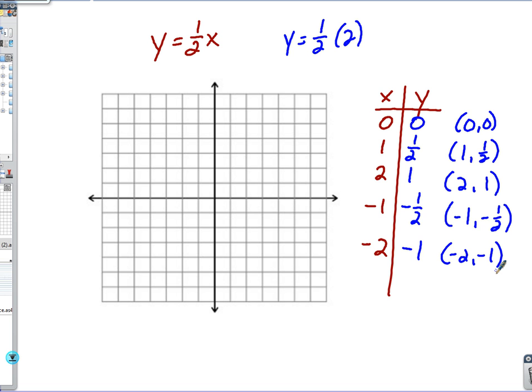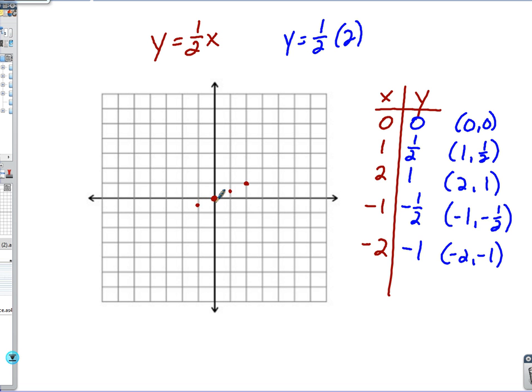We're going to take those 5 solutions and plot the points. When x is 0, y is 0, you have the point. Now this is a little different. You have the point (1, 1/2), so we're going to have to go over one box and up 1/2 box. For (2, 1), we go over 2 and go up 1. For (-1, -1/2), we go left 1 and down half a box.